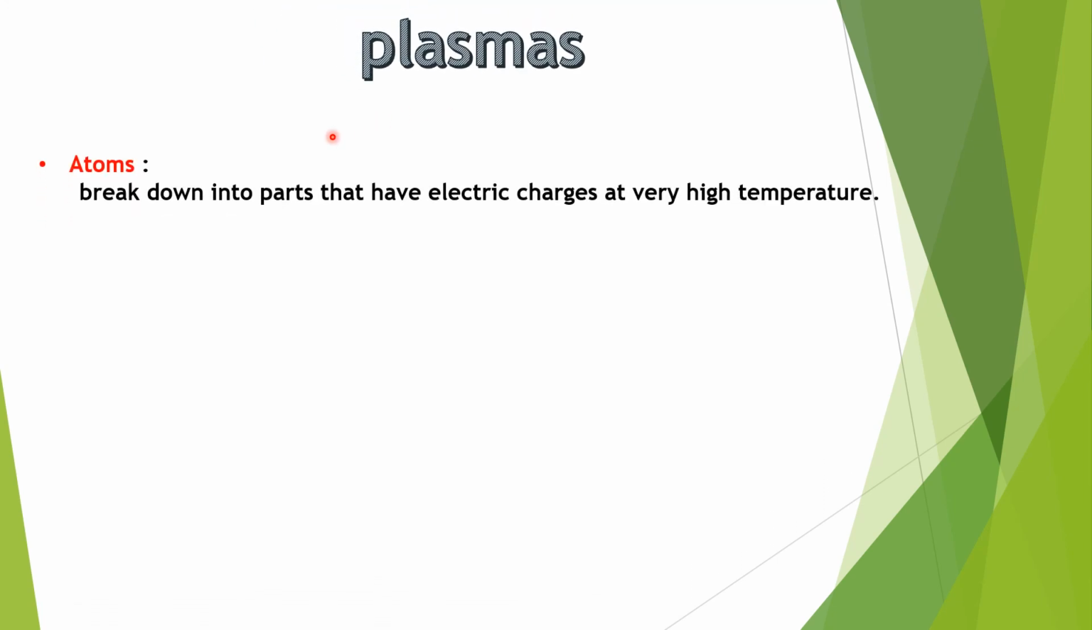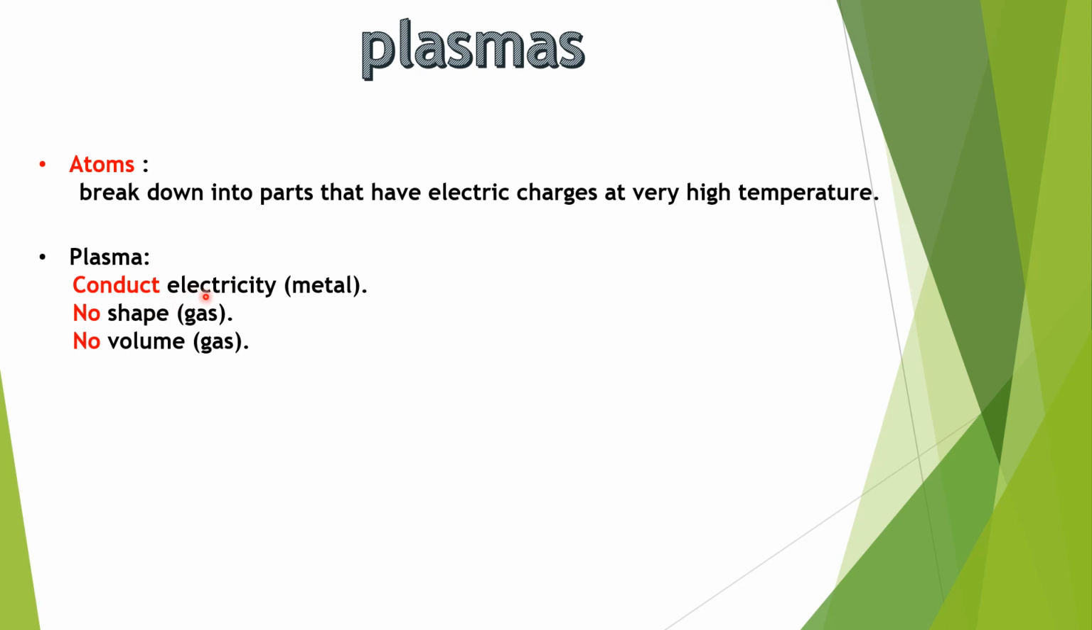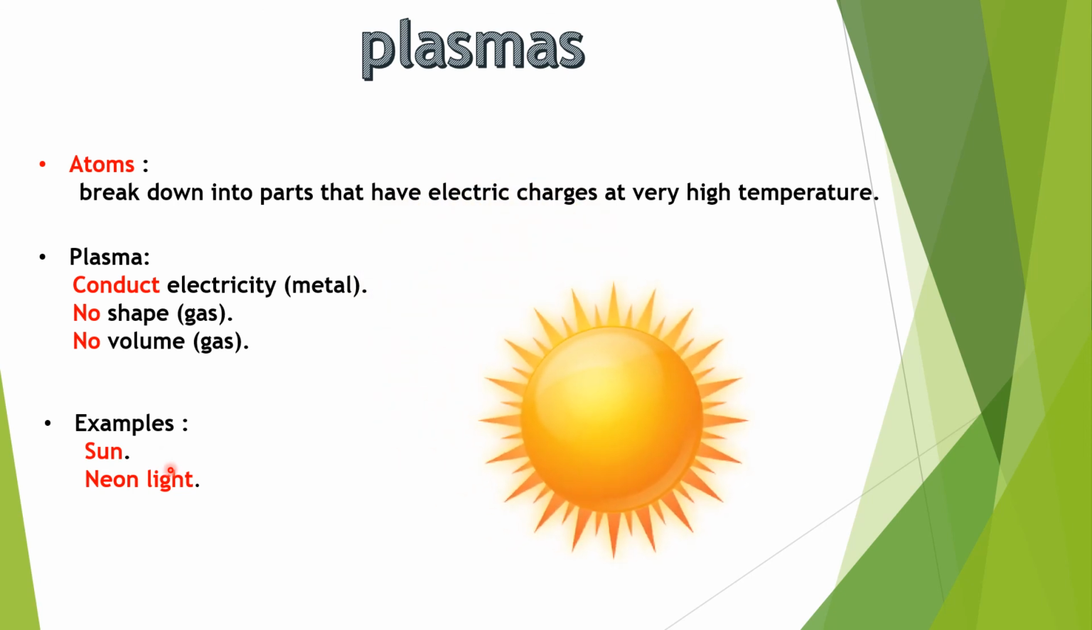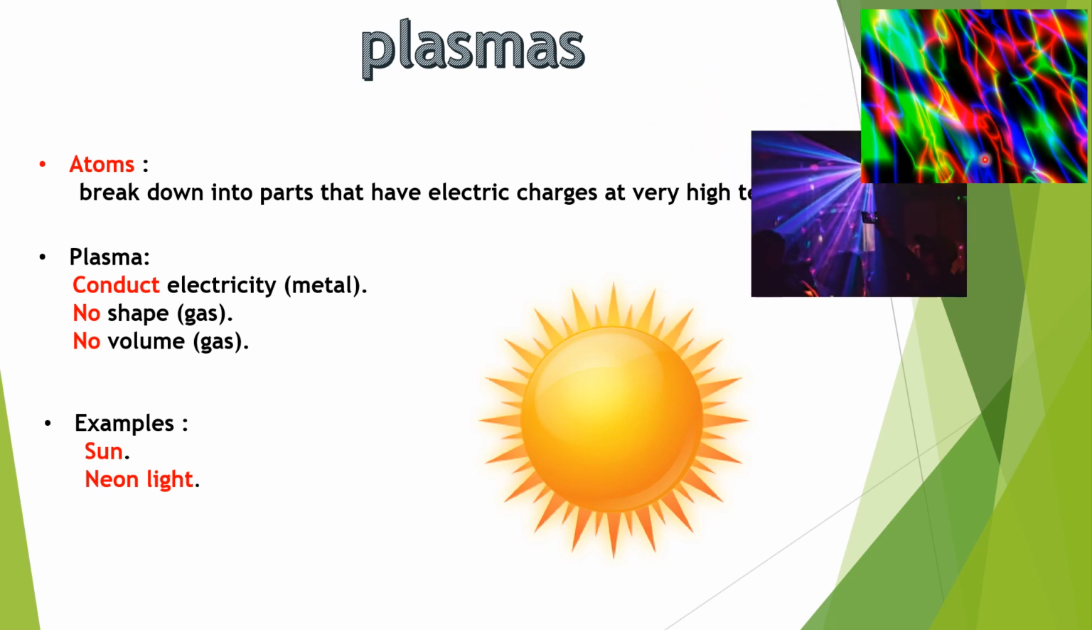Plasma. Atoms break down into parts that have electric charges at very high temperature. Plasma conducts electricity. It has no shape, like gas, and no definite volume, like gas. Examples of plasma: the sun and lightning. This is the sun and lightning.